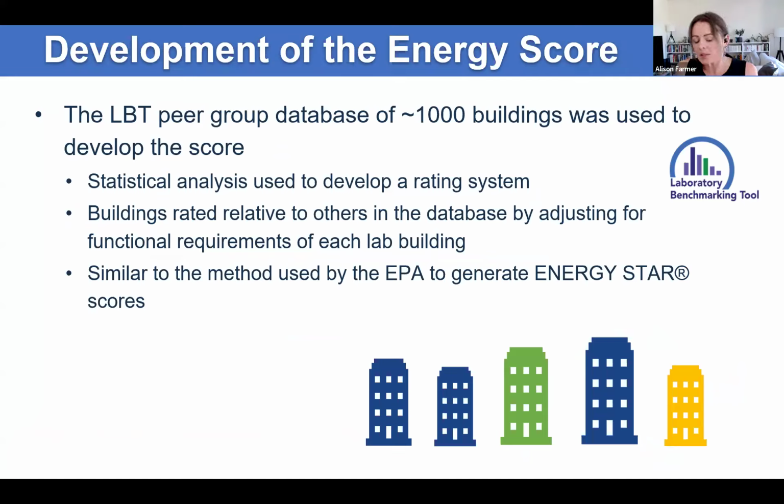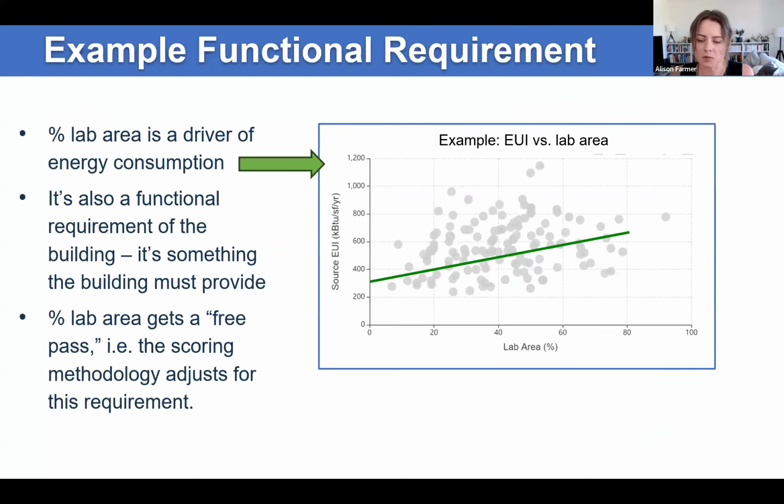The approach is pretty similar to that used by the EPA for generating Energy Star scores. So if you're familiar with how that works, then it's really very similar to that. So we used a statistical approach, in this case, using our LBT peer group database of about 1,000 buildings to develop the rating system. So we do this by developing a rating system that adjusts for the different functional requirements of each lab building. And that's based on what we see in the data in terms of functional requirements affecting the energy consumption of lab buildings. So to make that a little bit clearer, I want to use one example of a functional requirement, probably the biggest one, the most significant one for us, which is the amount of lab space in the building.